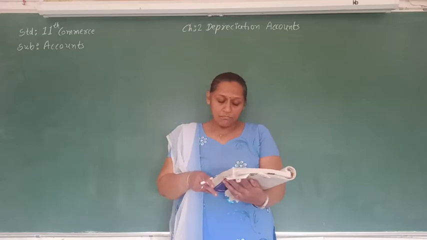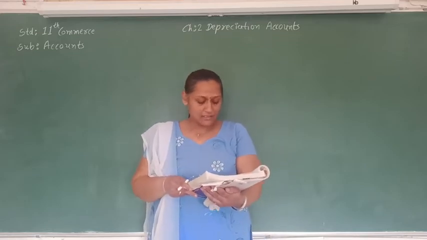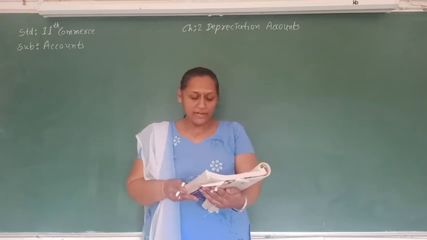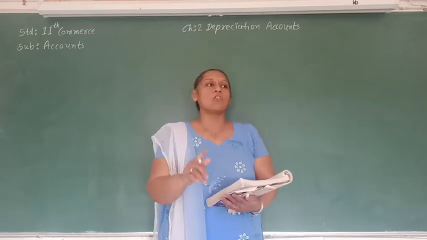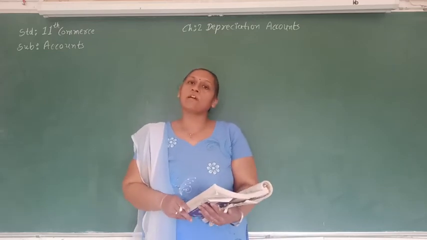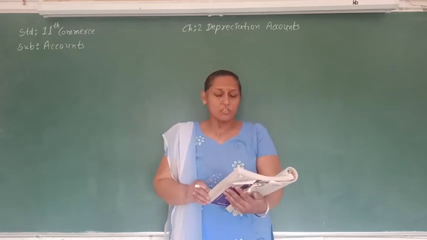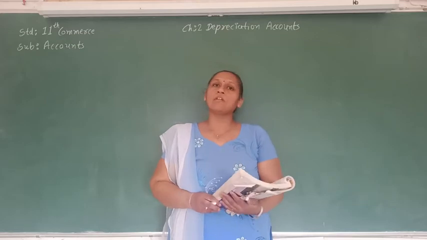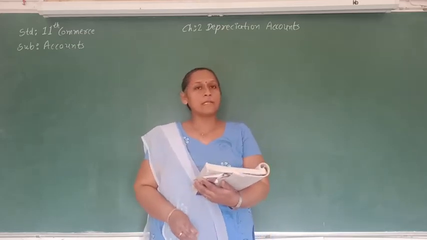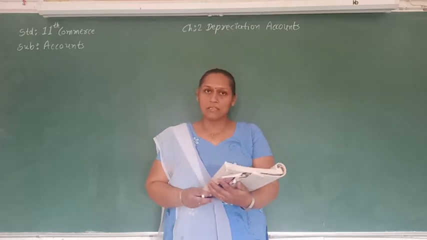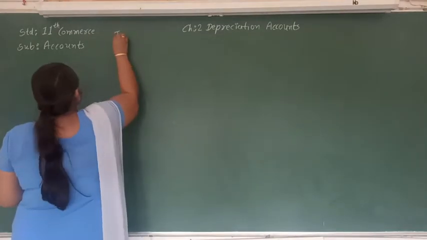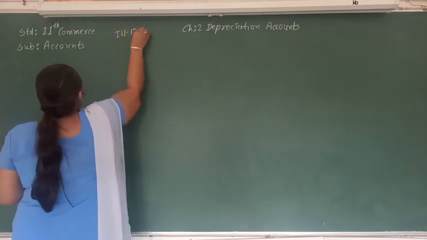So here there is a reducing balance method. Prepare the machine account as well as show the effect in the annual account of the first year. Only for the first year we have to show in the final account, and we have to prepare the machine account. So the very first thing, let's calculate depreciation as well as profit and selling price of the machine. So let's make the working note.